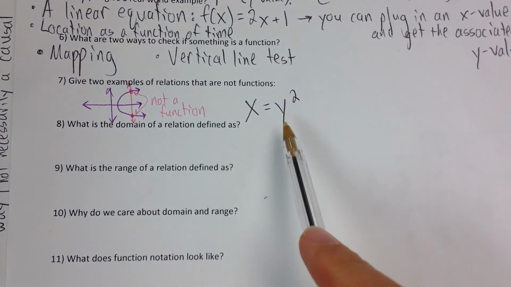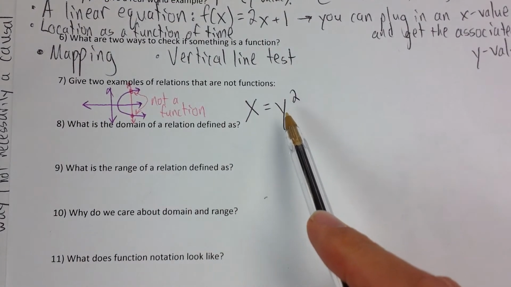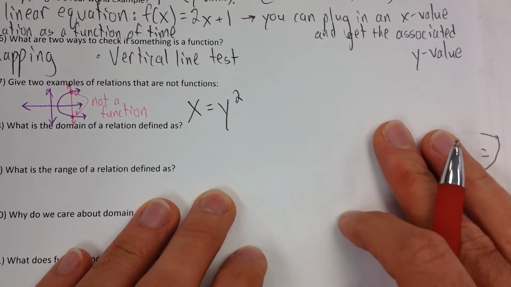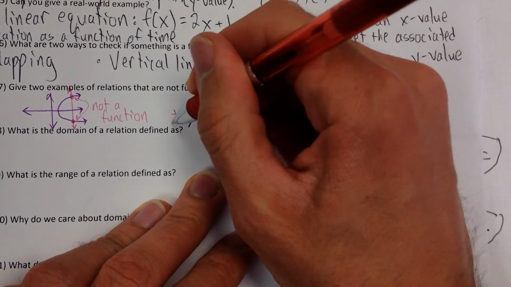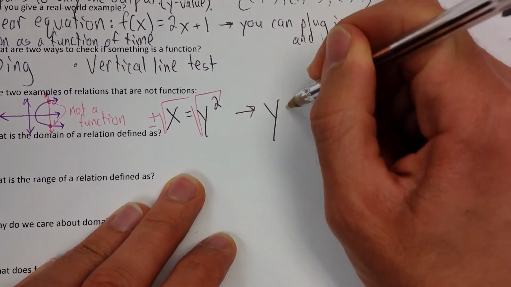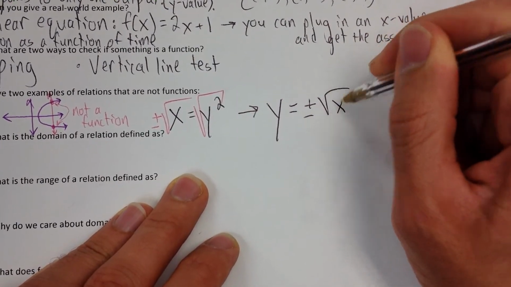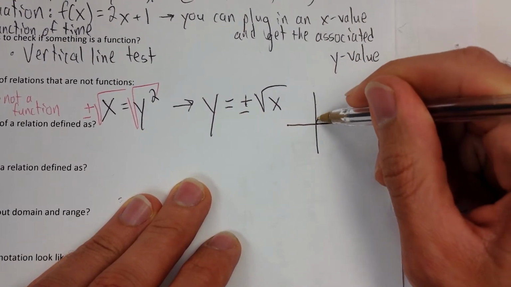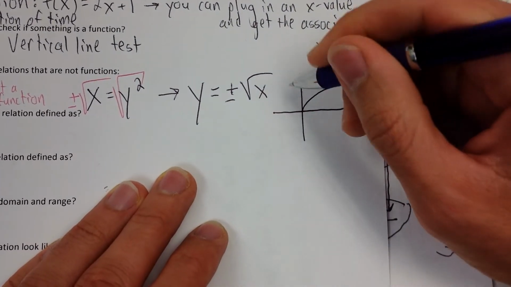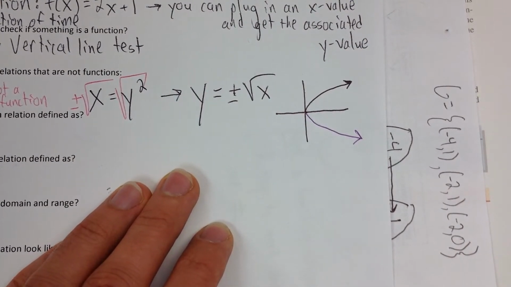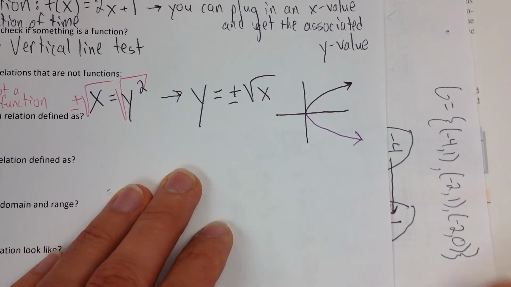If you're not understanding why this is not a function, well, you could graph it. But also what you can do is you can solve it for y. How could you solve this one for y, Jackie? Square root. Plus or minus. So then you're left with y equals plus or minus the square root of x. And you can graph each of those. When you graph the positive root of x, it looks like this. And when you graph the negative root of x, it looks like this. So you'll get the sideways parabola. Good. Any questions on 7?